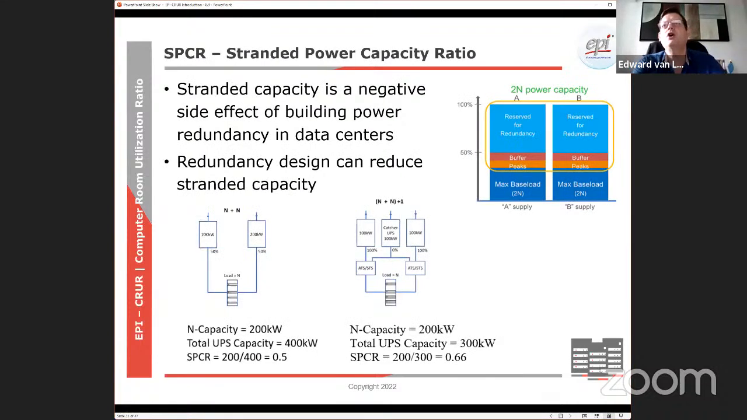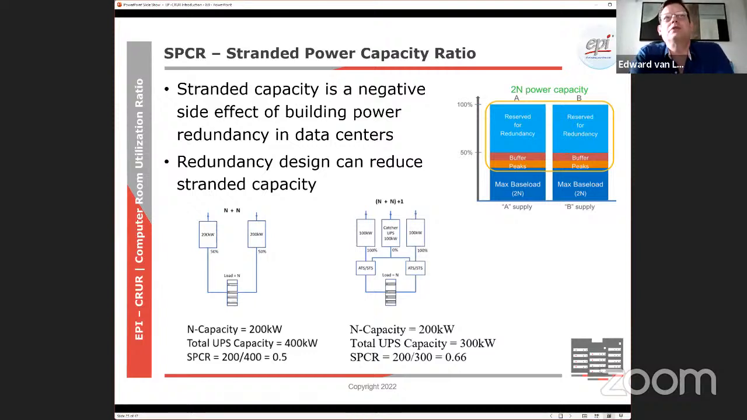So let's have a look at the overall metrics. We will have other webinars where we will explain in more detail how this all works and how you can apply it to your data center. But here we just give you an overview. So one of the options within the metric is the SPCR, which is stranded power capacity. Now, power capacity that is stranded is basically useless power in normal operation.